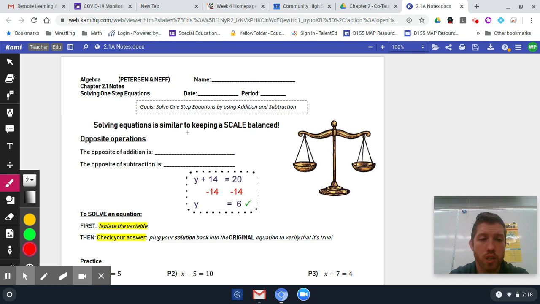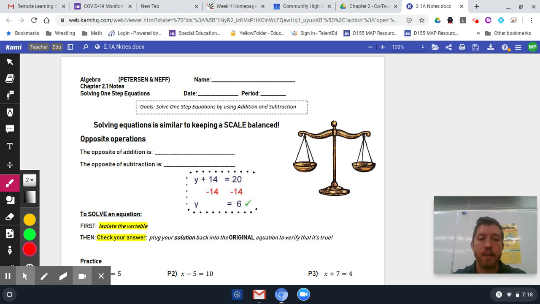So solving equations is similar to keeping a scale balanced, okay? Whatever we do to one side, we want to do the same thing to the other side in order to keep things balanced at all times. That's what an equal sign does. An equal sign is saying that both sides are equal, so we need to treat them that way.